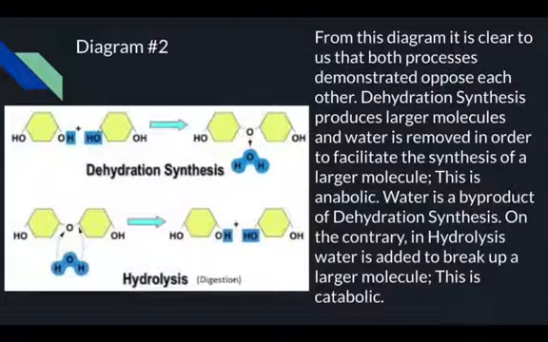Diagram number 2. From this diagram, it is clear to us that both processes oppose each other. Dehydration synthesis produces larger molecules, and water is removed in order to facilitate the synthesis of a larger molecule. This is anabolic process. On the other hand, hydrolysis is when water is added and that causes the larger molecule to break up. That's catabolic. Water is a byproduct of dehydration synthesis because we are creating a polymer in dehydration synthesis, and as a result of joining those subunits, water is produced.